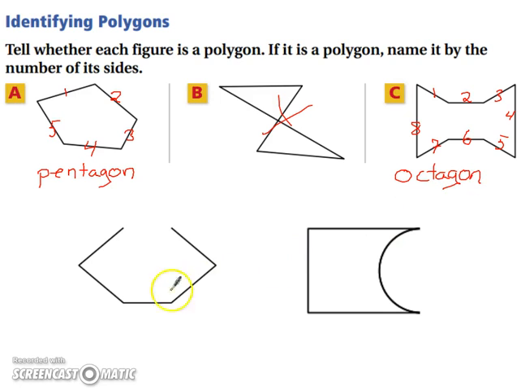The 2 figures on the bottom, if you look to the left, notice there's an opening here. It is not a closed figure, so therefore it is not a polygon. On the right-hand side, you have a curved edge. This means this is not a polygon either.